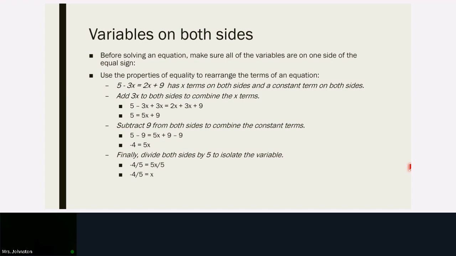Sometimes you start out with variables on both sides of an equation. So your first step is always to move the variables to one side of the equation. Here's an example. 5 minus 3x equals 2x plus 9. The first thing I'm going to do is to add 3x to both sides to combine the x terms.